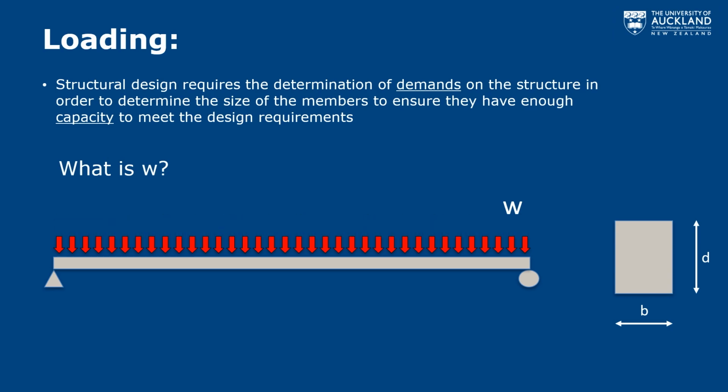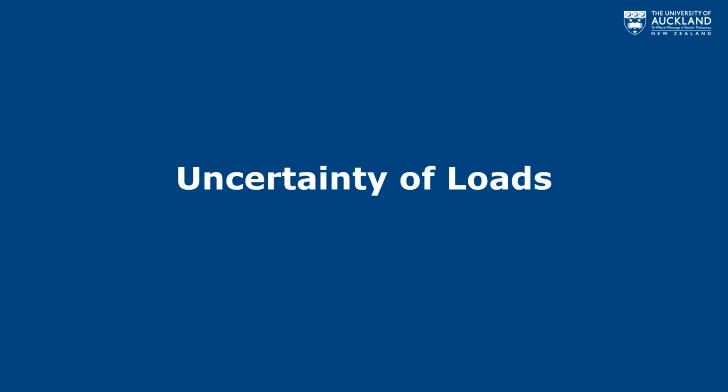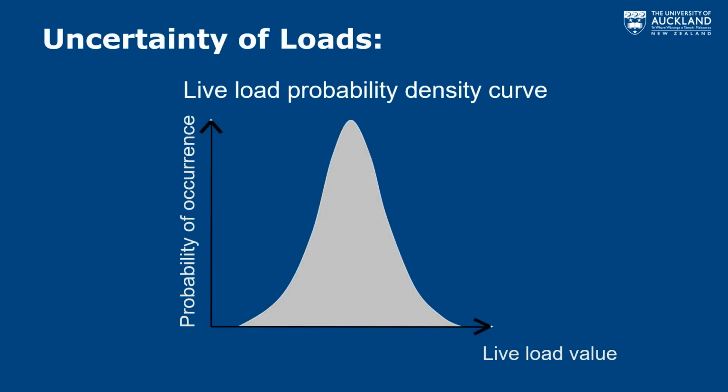Is it small? Is it large? How do we determine that? And, how do we deal with this uncertainty in this loading? So to illustrate this uncertainty of loading, let's think about the live load that could be applied to a structure. So you might have everything from no load onto it to a huge amount of live load, and kind of anything in between.